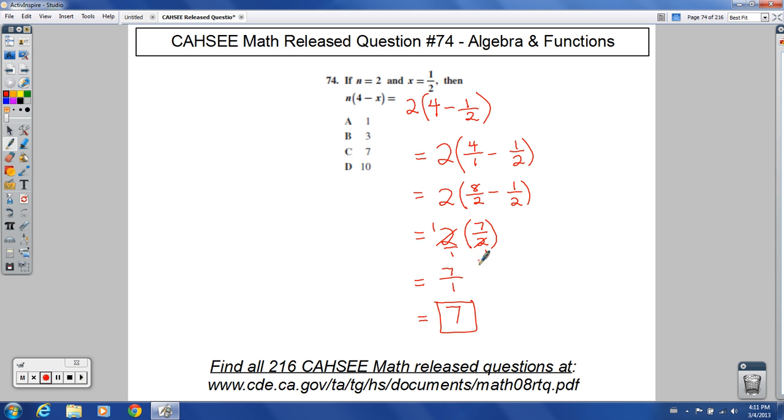So I talked about a couple different ways to do that, 3 different ways actually to do that problem. But if you're getting stuck here, you can always make this a fraction, get common denominators, work it out from there, and get your answer that way if you don't see what it is just at first glance. Okay, so number 74, you should get choice C.